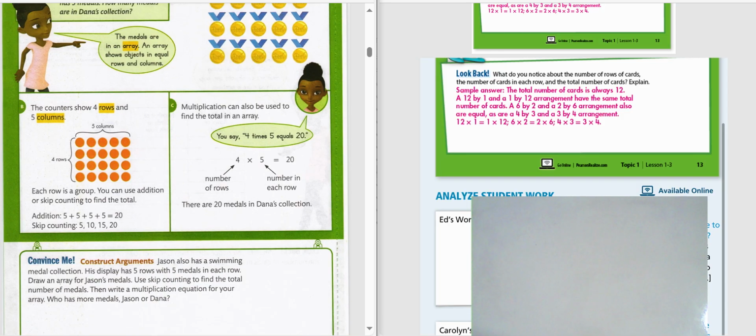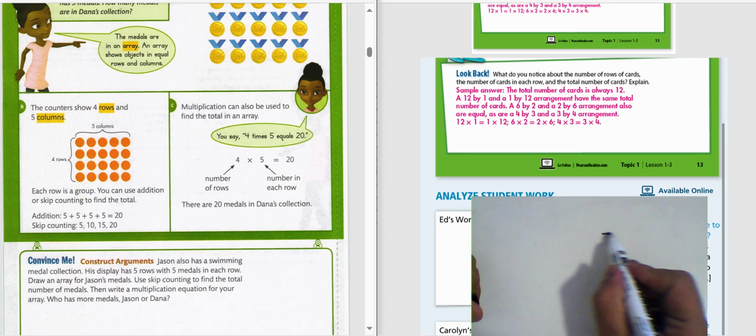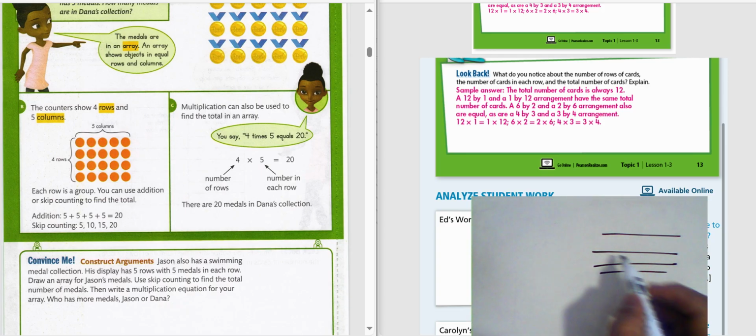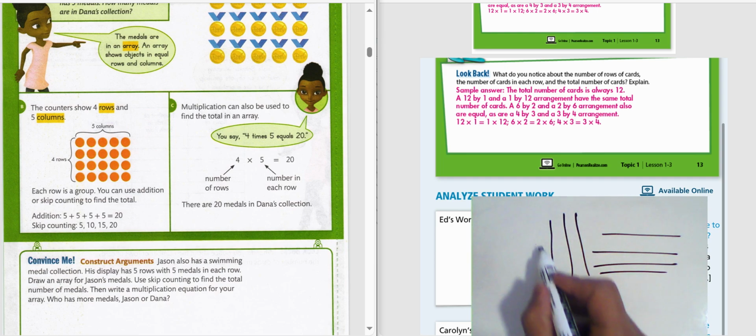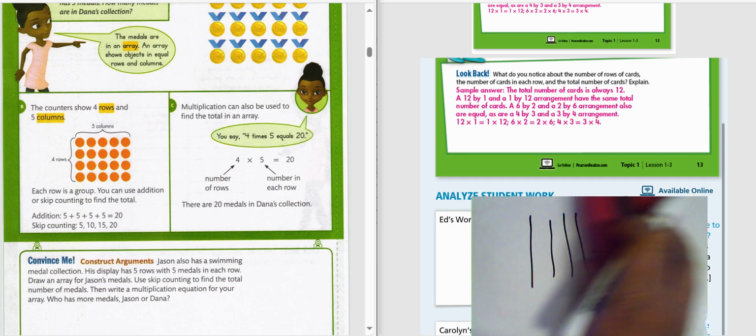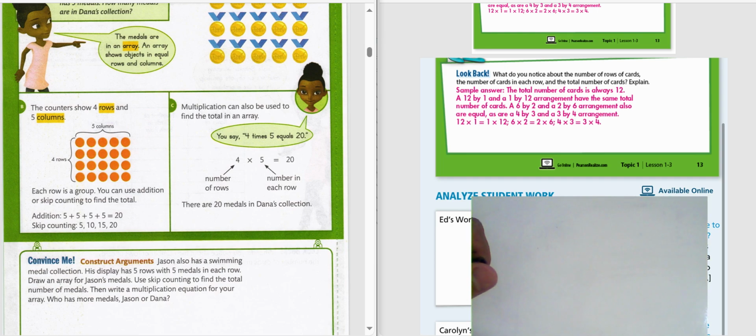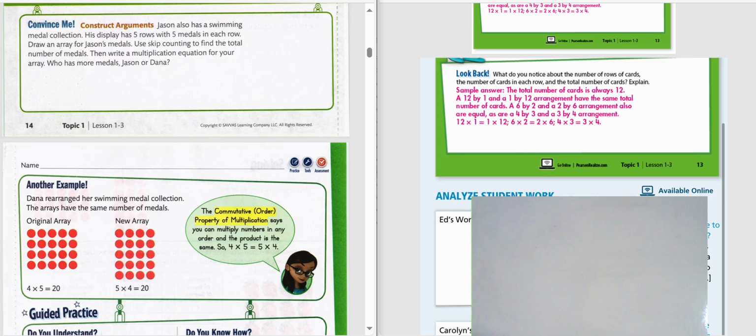We call that 4 rows and 5 columns. Columns means vertical, okay? This, we call rows, okay? And vertical here we call columns. It's columns, okay? And 4 times 5 equals 20. Multiplication can also be used to find the total in an array. You can write 4 times 5 equals 20. Okay.